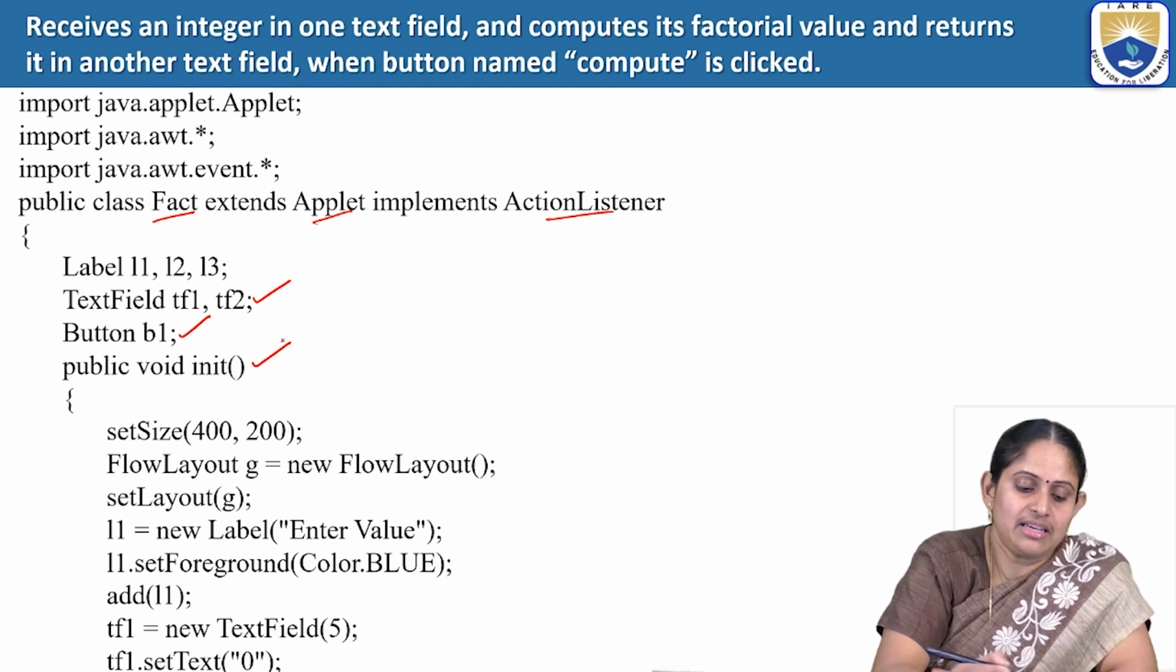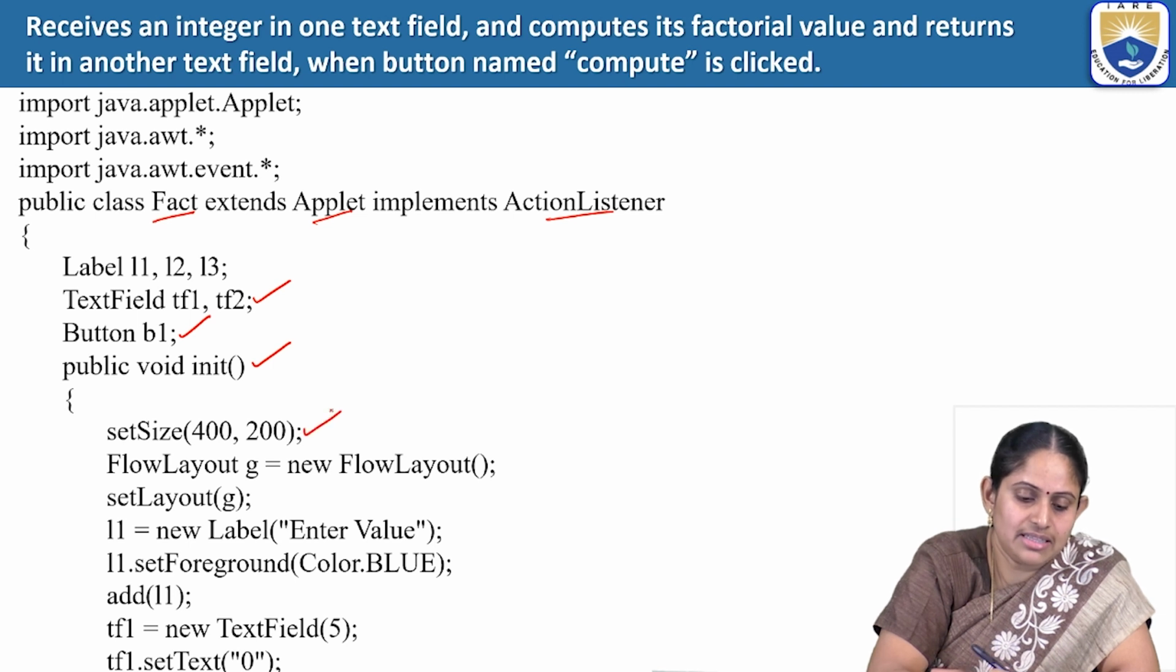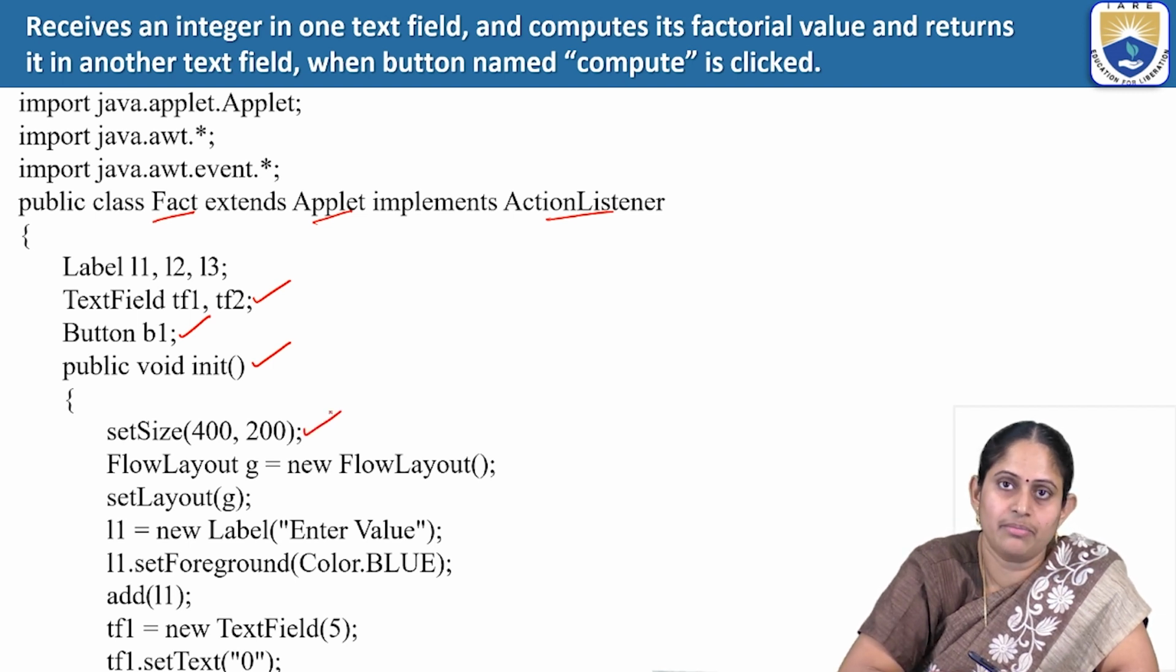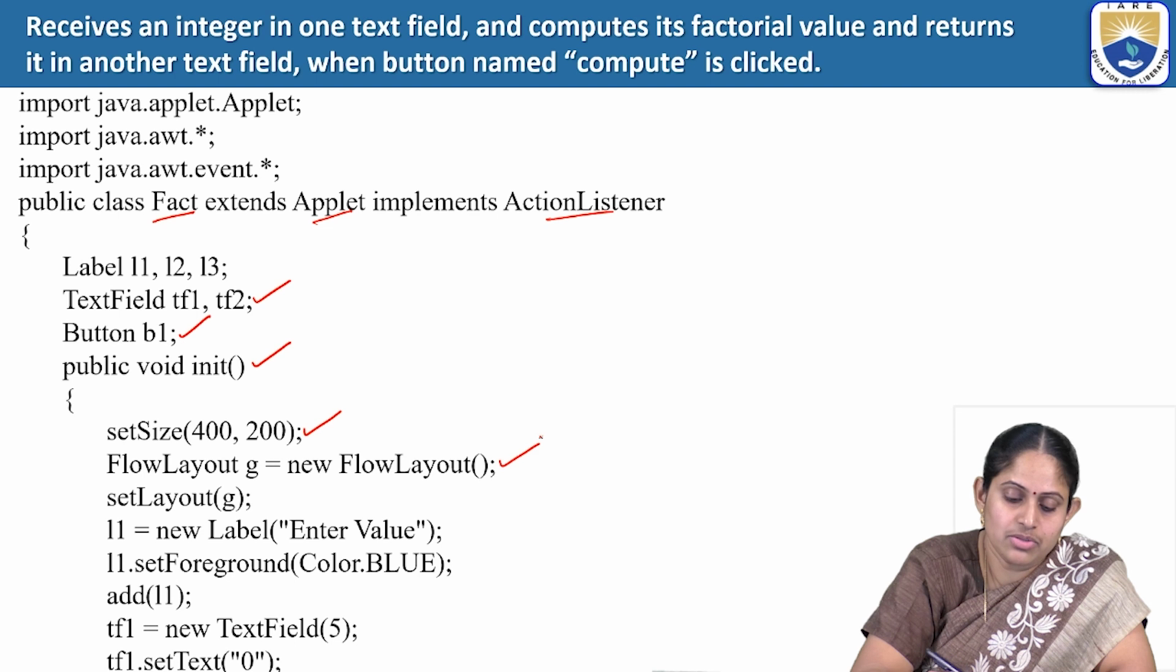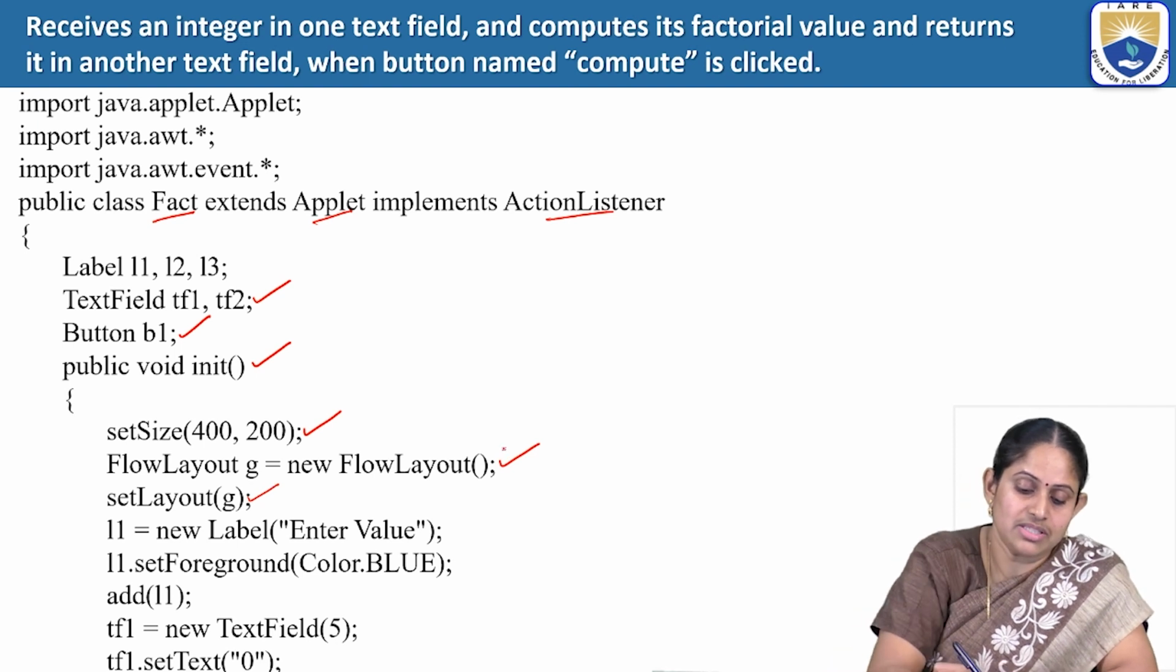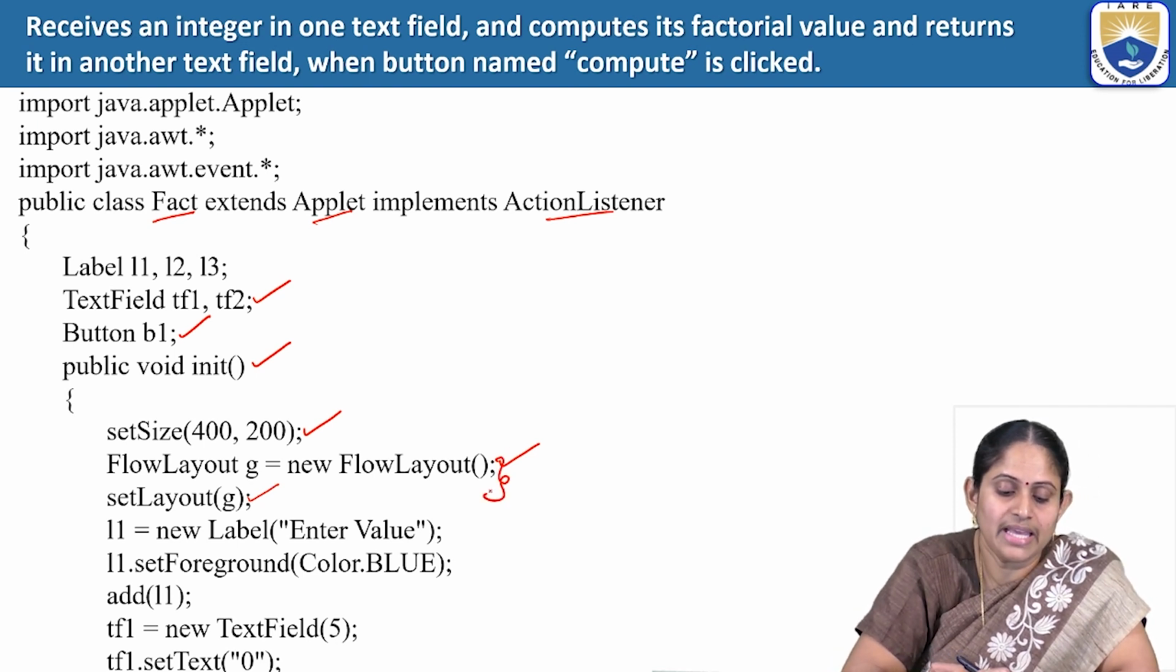Now we'll start the init method. Inside the init method, we are setting the applet size to be 400 by 200. We are making use of the flow layout, and these two statements set the layout of that applet to be of flow layout.